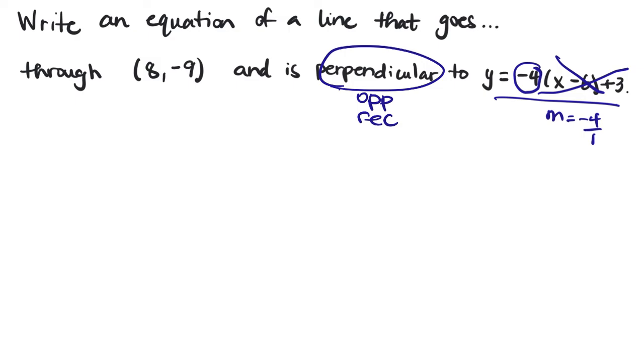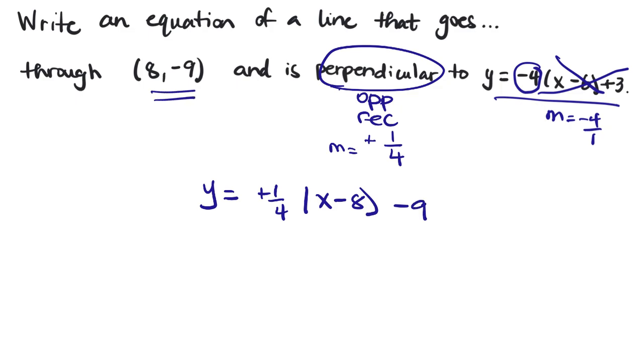So opposite reciprocal, the opposite means it's going to be positive. Reciprocal means instead of 4 over 1, it's 1 over 4. So a positive 1/4 is our opposite reciprocal slope. Now writing our equation, y is equal to the slope, positive 1/4, you don't have to put the plus in, times x minus 8, minus 9. So you have to look at the point that we have right here. Remember, in point slope form, these are going to be opposite. So if it's a positive at the point, it's going to be a negative in the equation. And then the y value is going to be exactly the same.